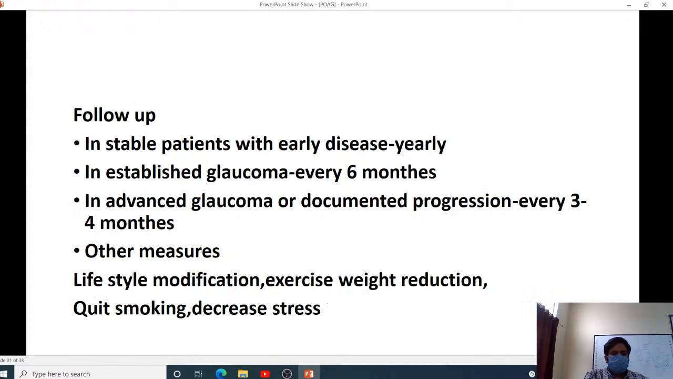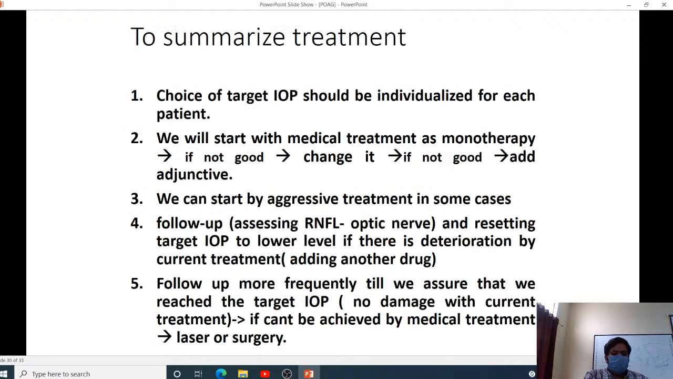Okay, so to summarize the treatment, the choice of target IOP should be individualized for each patient, and we will start with medical treatment as monotherapy. And if it is not good, then we change it. If good, then we add adjunctive medications, and we start aggressive treatment in some cases, especially where there is a rapid change or the patient has more RNFL loss.